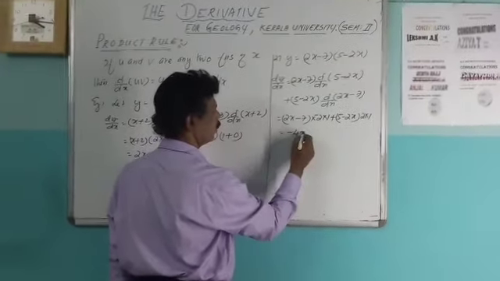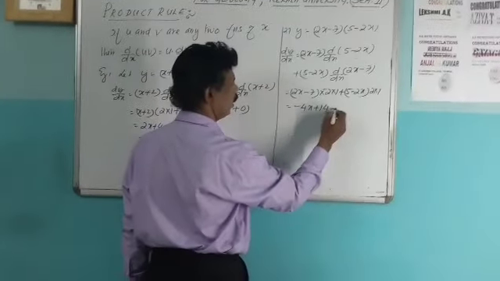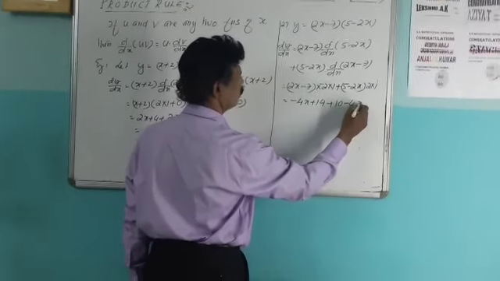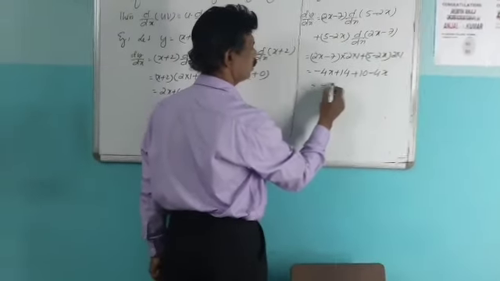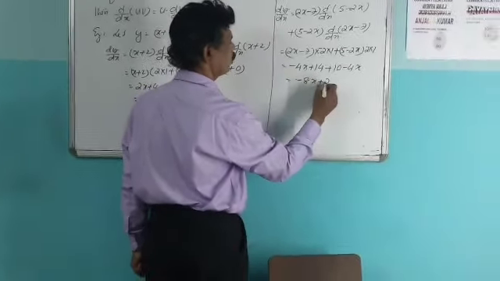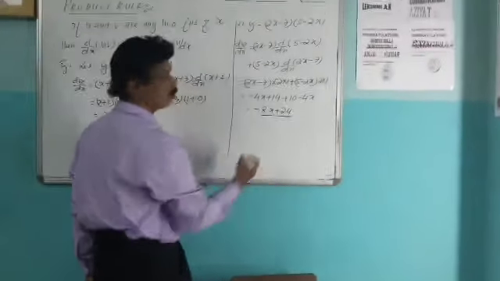Multiplying this, minus 4x plus 14, and again 10 minus 4x. 2 into 5, 10, 2 into 2x, 4x. Then minus 4x, minus 4x, minus 8x. 14 plus 10 equal to 24. That is its answer.